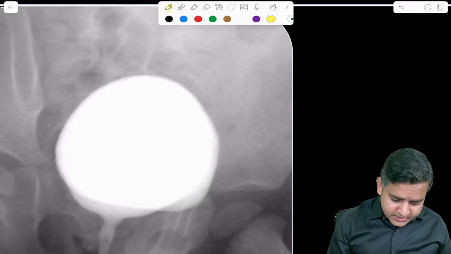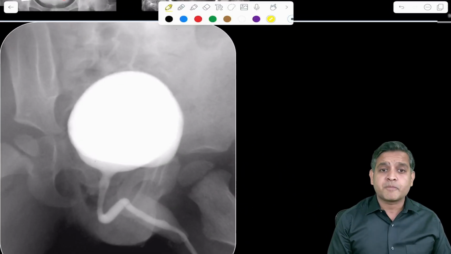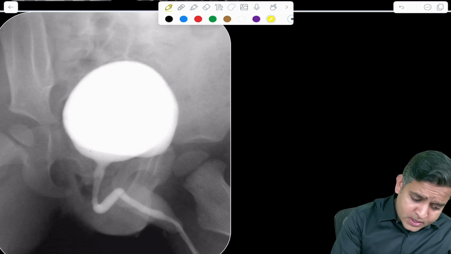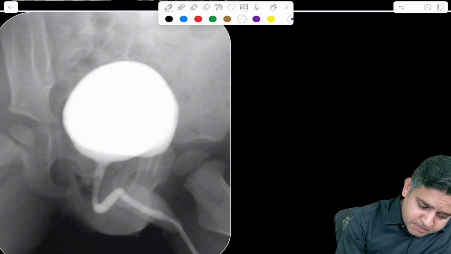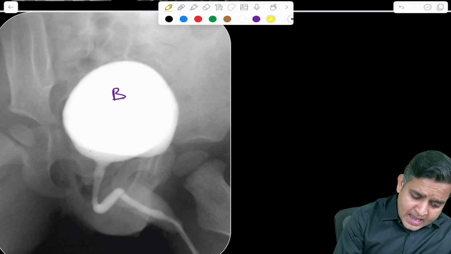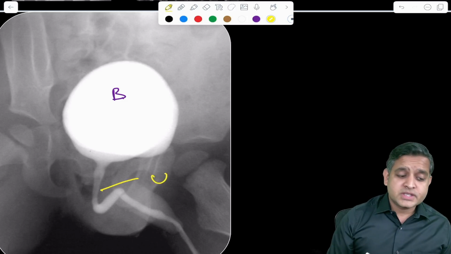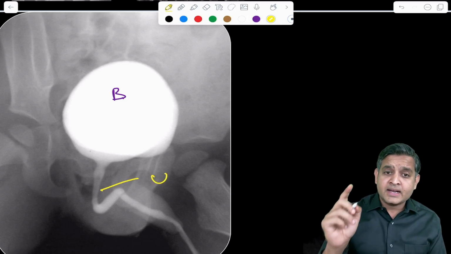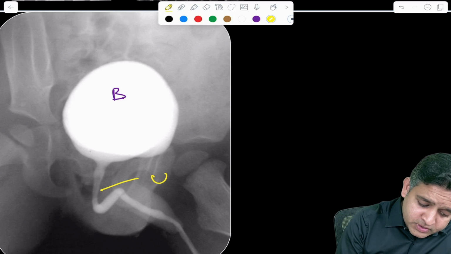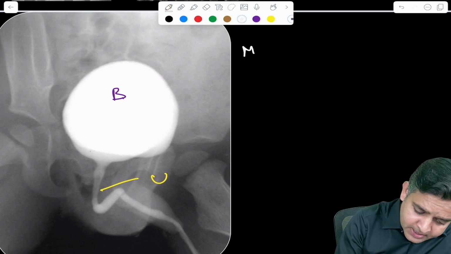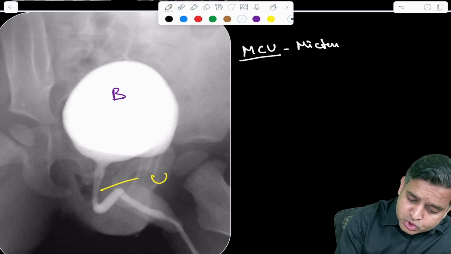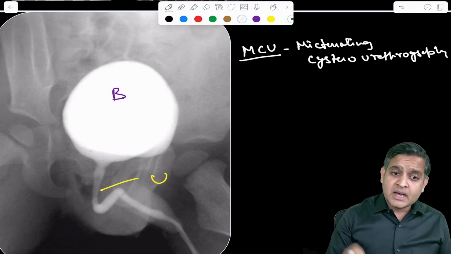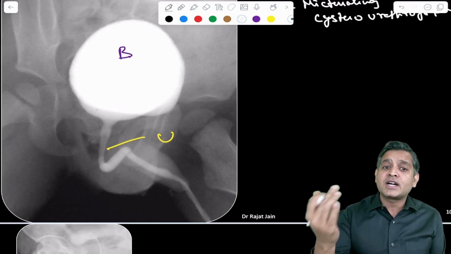Now another very interesting image for all of you. What do we see? I can see the dye going into what? Dye going into the urinary bladder and urethra. If you're seeing the dye in the bladder and urethra, the name of the investigation is going to be MCU, micturating cystourethrography.